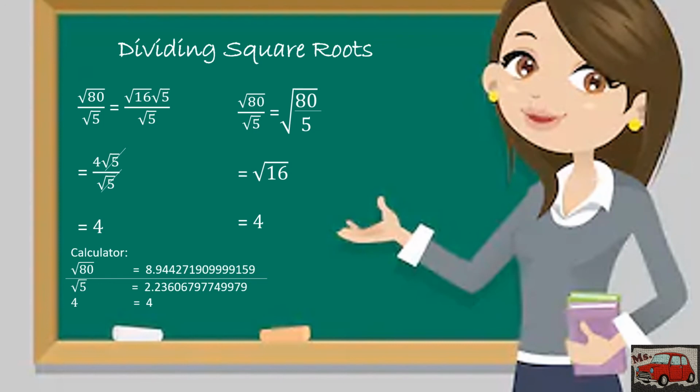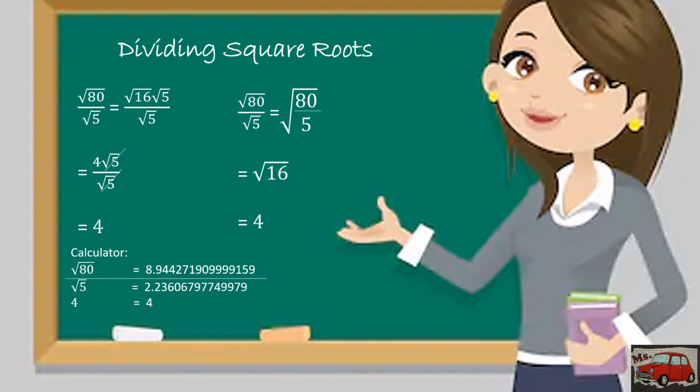Other way to answer that is to simply divide first the 80 and 5, then you'll get 16, and then you'll need to get the square root of 16, then that's 4. Okay? If you're going to use the calculator, just get the square root of 80, which is 8.9 something, the square root of 5, which is 2.2 something, then divide that. Once you have that, your answer should be 4.